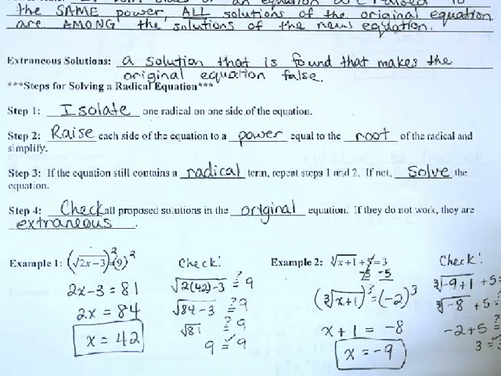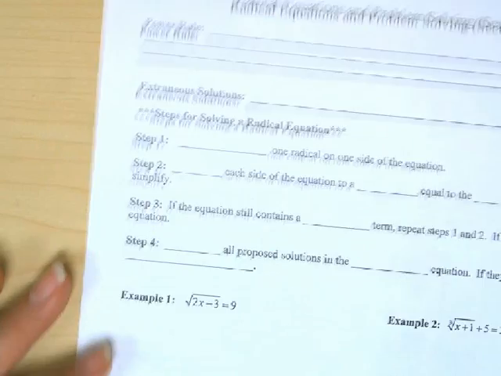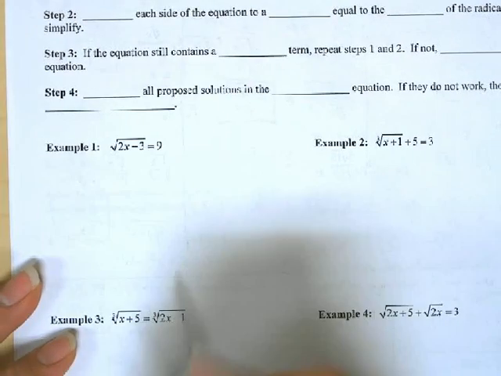So for instance, on example 1, let me actually work these out for you instead of talking about them. So for example 1, I've got the square root of 2x minus 3 equal to 9. It is isolated.